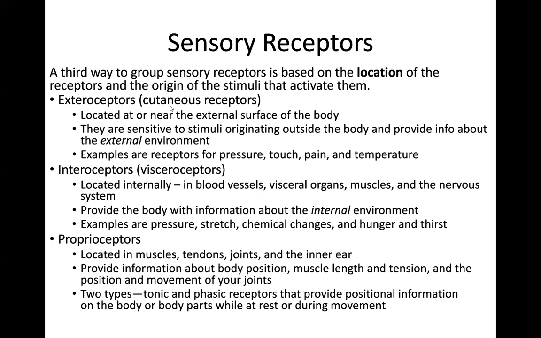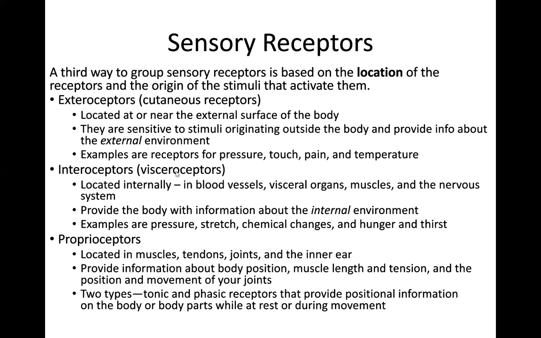So any of those receptors in your skin would be exteroceptors, and they are sensitive to stimuli originating outside the body and provide information about our external environment. So they provide sensation signals for things like pressure, touch, pain, and temperature. Guess where interoceptors are? In our interior, okay? And they monitor the internal environment, providing our body with information regarding it.